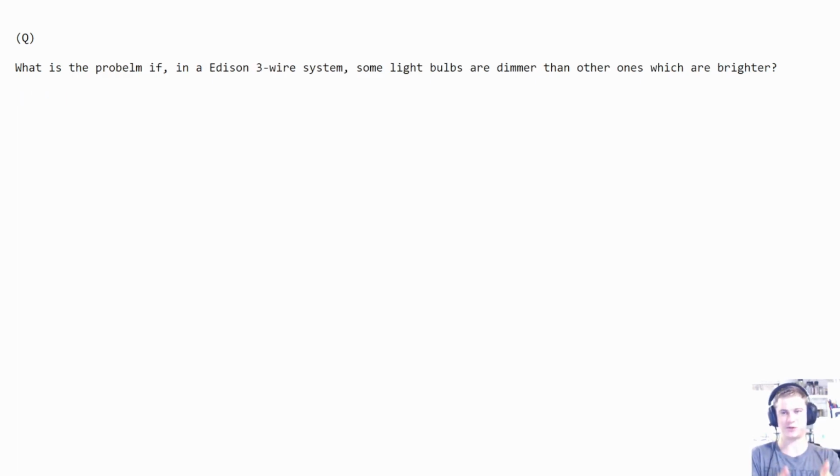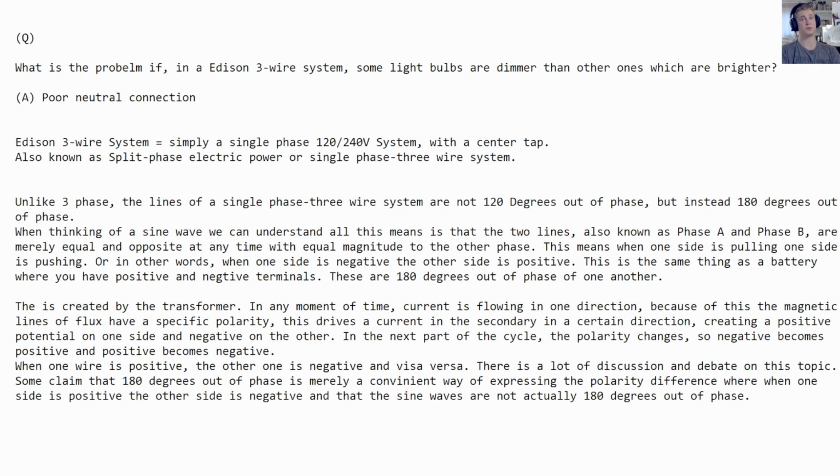Okay, moving on to the next question, you see we're going at a good pace here. What is the problem if in an Edison 3-wire system, some light bulbs are dimmer than others, which are brighter? And this would be a poor neutral connection. Edison 3-wire system simply means a single phase 120/240 volt system with a center tap, also known as split phase electric power or single phase 3-wire system.